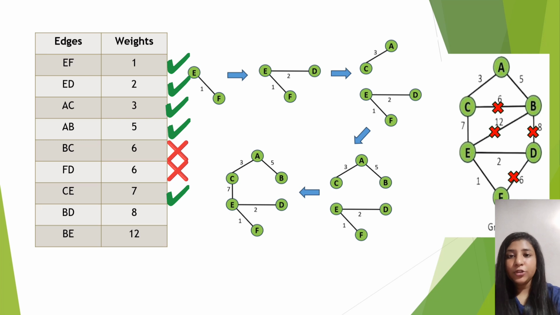We don't need to consider BD or BE because the MST is complete once we have 5 edges. The MST edges are EF, ED, AC, AB and CE. The total MST weight is 1 plus 2 plus 3 plus 5 plus 7 equals 18. That's the minimum total cost that connects all vertices without cycles.